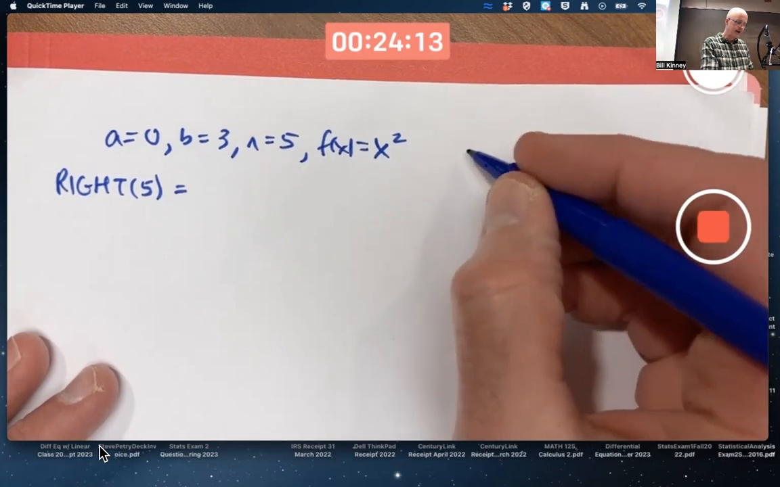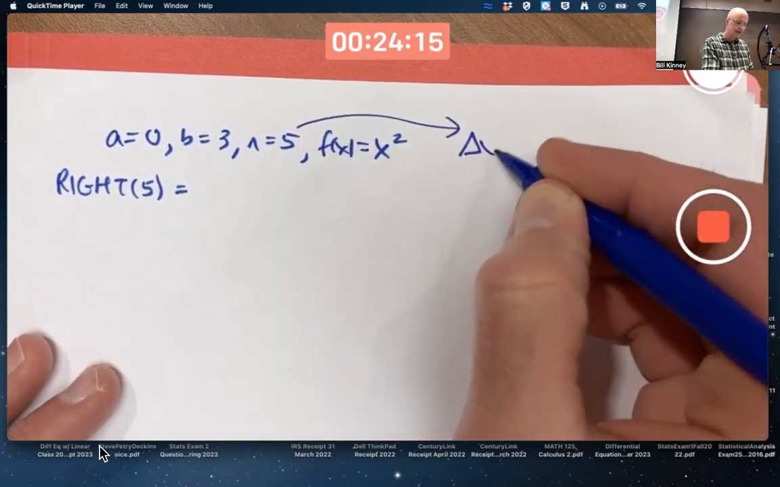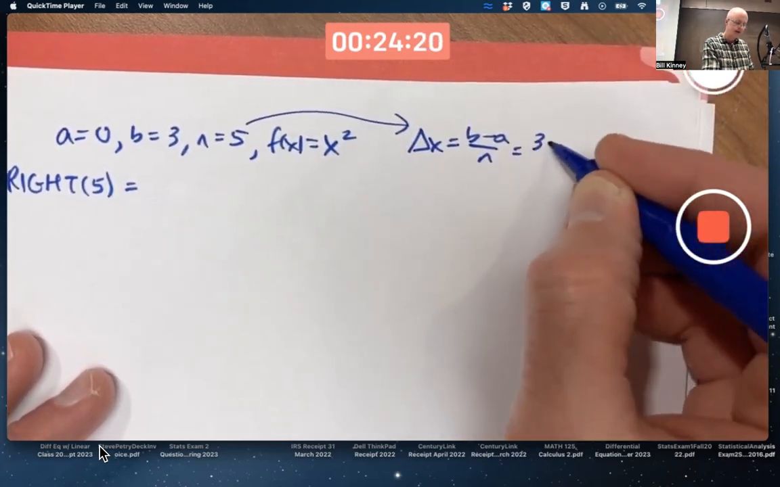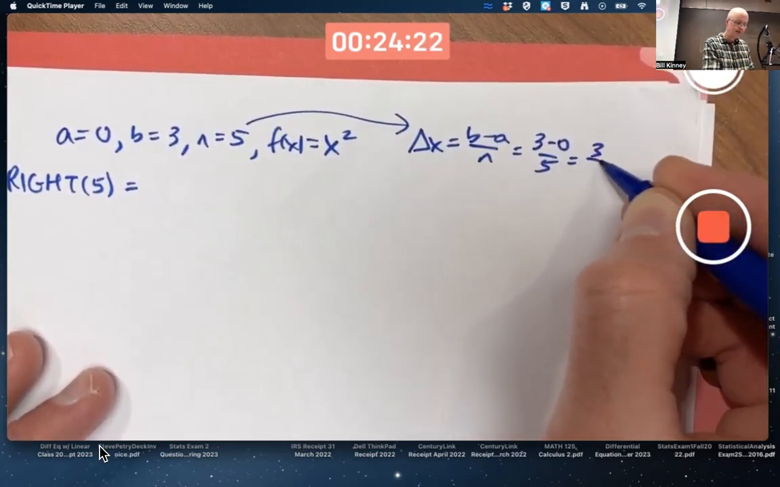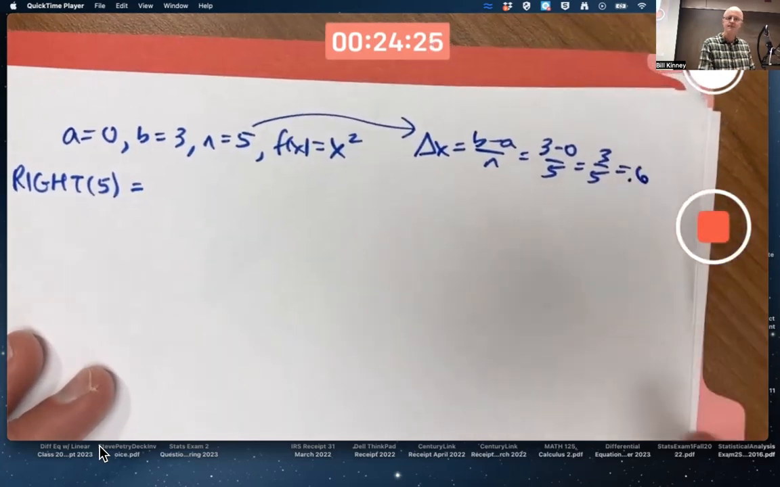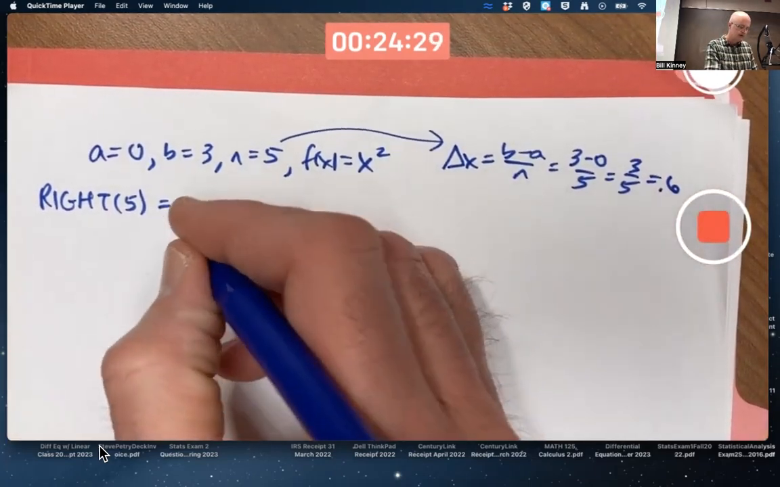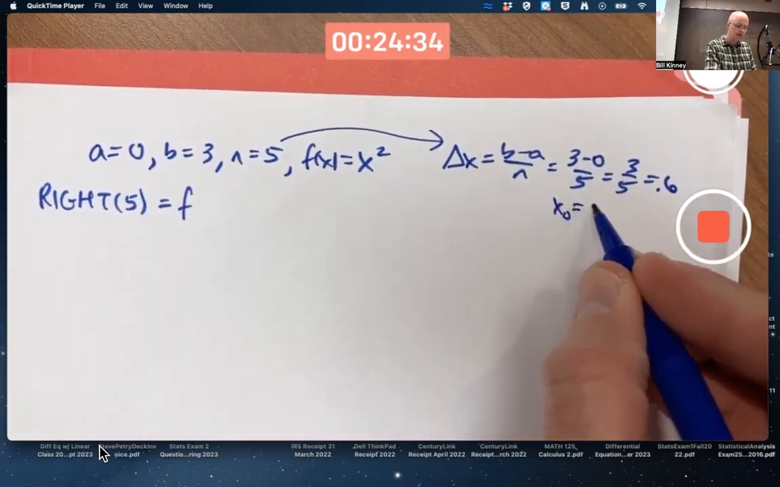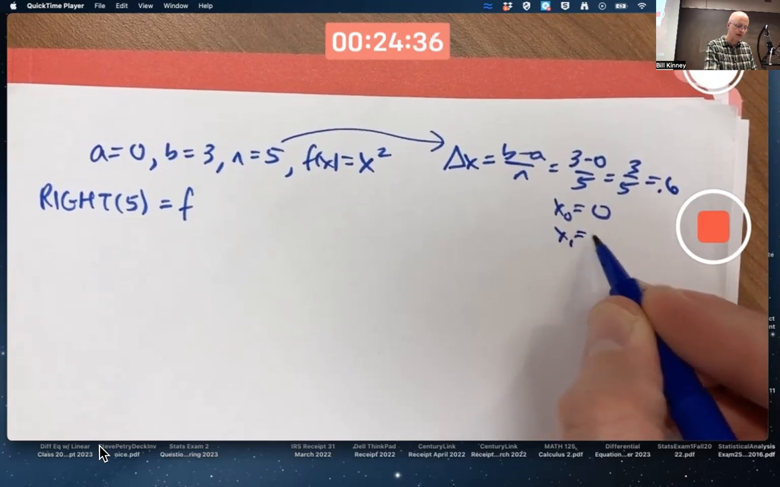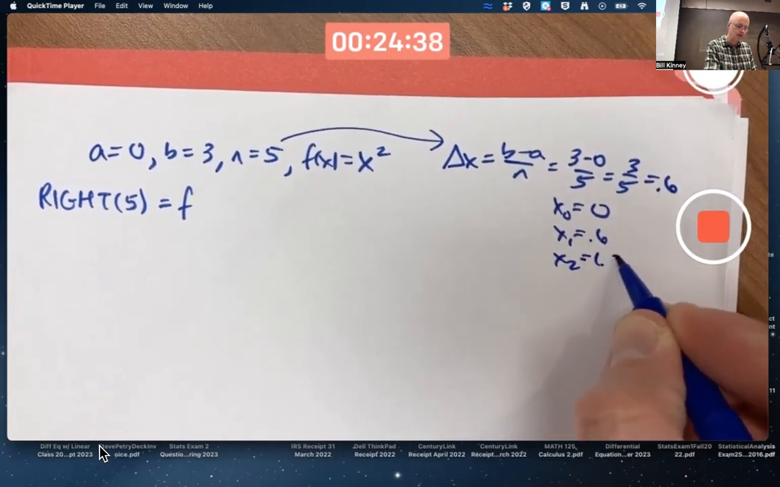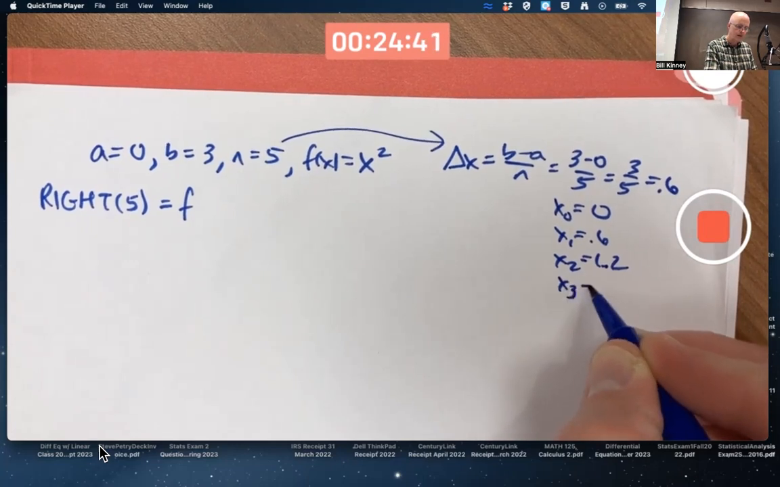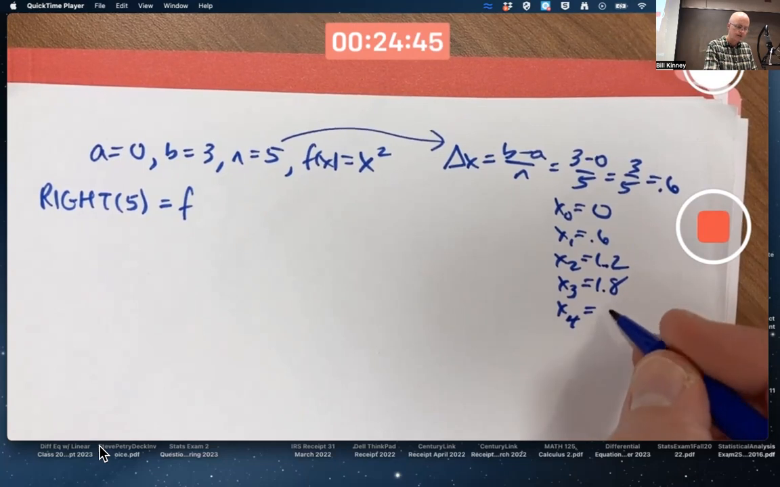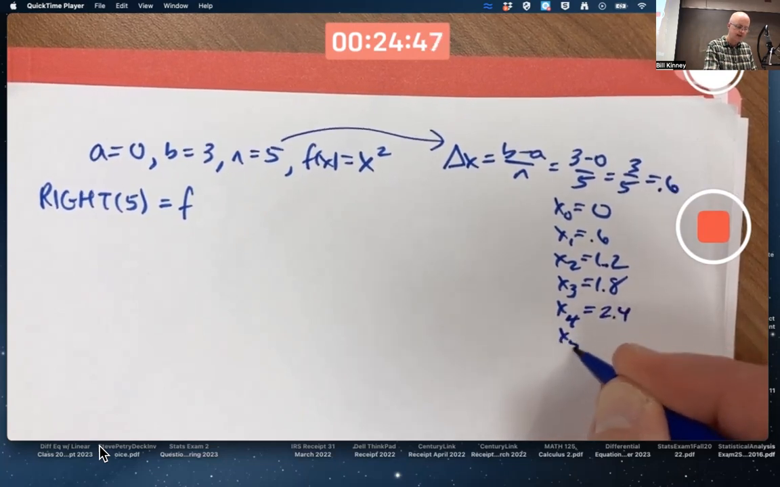I've got to figure out delta x. Delta x is b minus a over n. So that'll be 3 minus 0 over 5, which is 3/5, or 0.6. So this also means x0, this is worth writing down, is 0, x1 is 0.6, x2 is 1.2, x3 is 1.8. I just keep going up by 0.6 every time. x4 is 2.4, and x5 is 3.